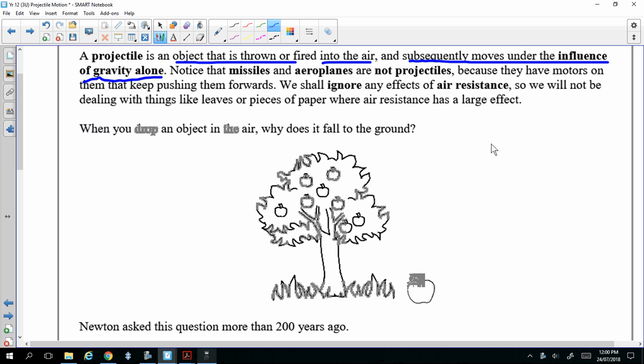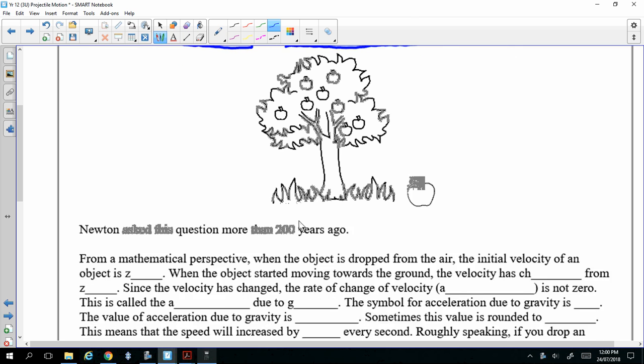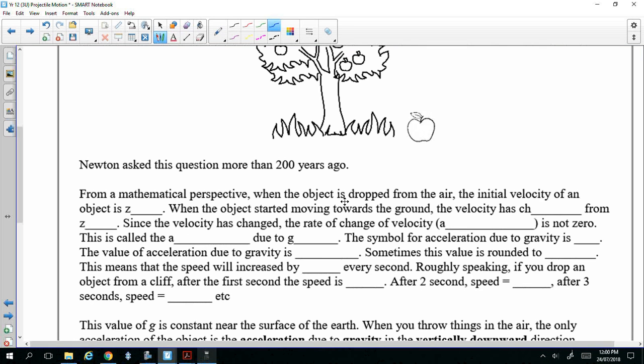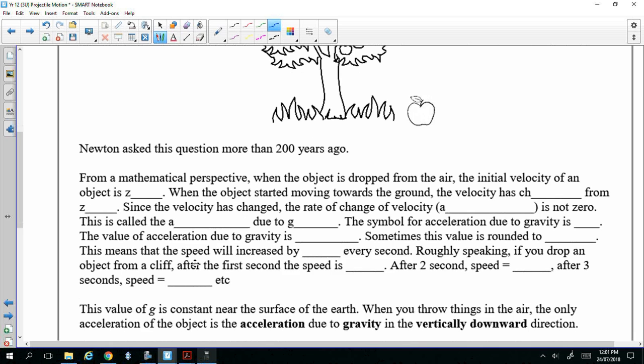Okay, so now we're going to look at a simple question. When you drop an object in the air, why does it fall to the ground? Newton asked this question more than 200 years ago. Let's see how he analyzed the problem. From a mathematical perspective, when the object is dropped from the air, the initial velocity of the object is 0.